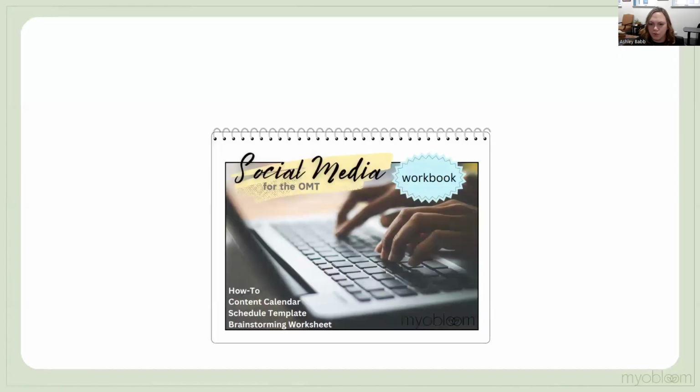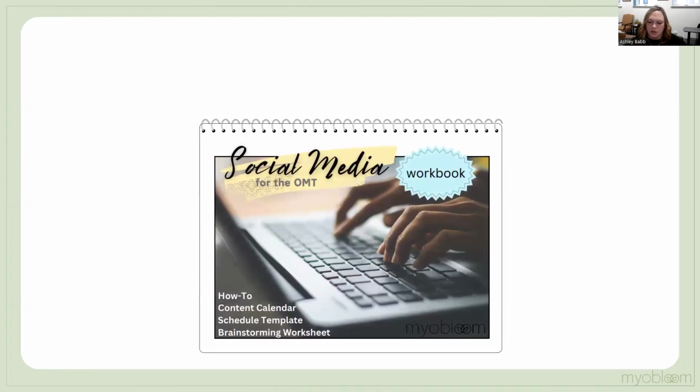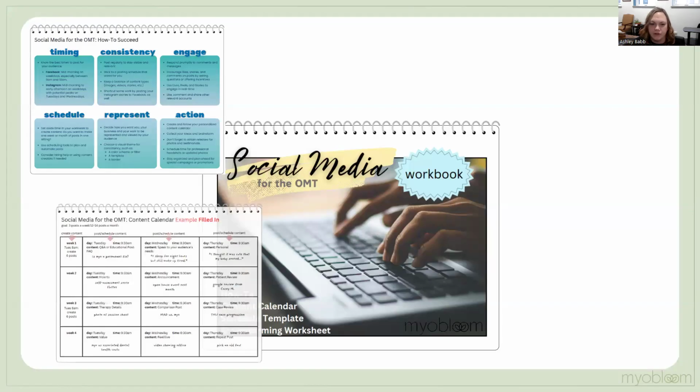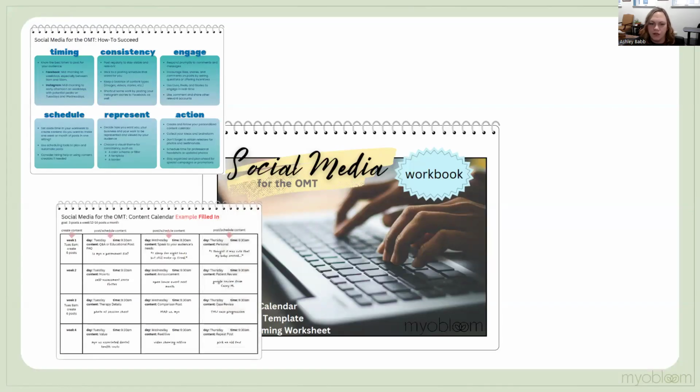Now here's the social media workbook. First section is a how-to. It touches on when the best times are to post, how to engage with your viewers, how to set up a content calendar. This is a filled-in version of the content calendar. This one shows posting 3 times a week for 4 weeks. It has the dates, times, subject matter. These are all noted in each box.